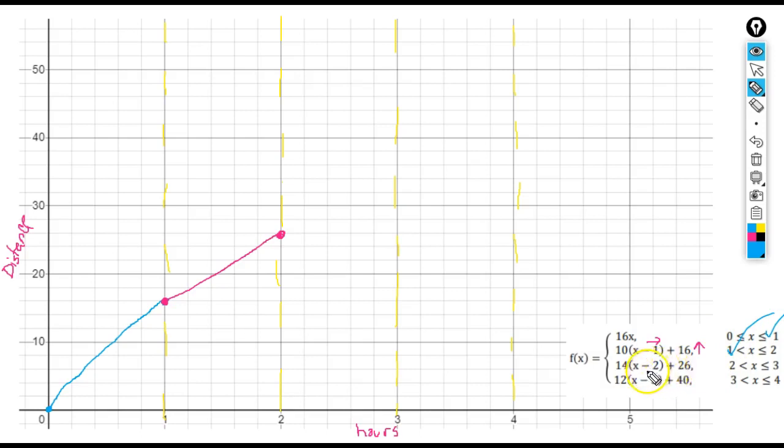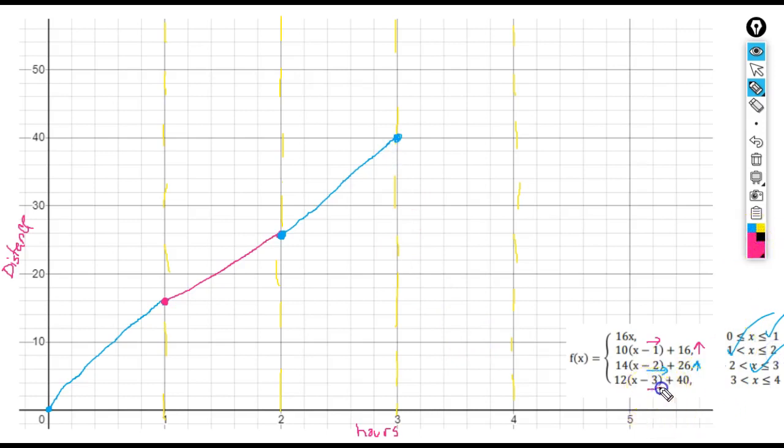My third piece is also not starting at 0, 0. It's shifted 2 to the right and up 26. Again, the end meets at the beginning, so we are still continuous. It is a slope of 14, so I'm going to go up 14 and over 1. 2, 4, 6, 8, 10, 12, 14, over 1. This gives us the third piece of our graph. 3 pieces down, 1 to go.